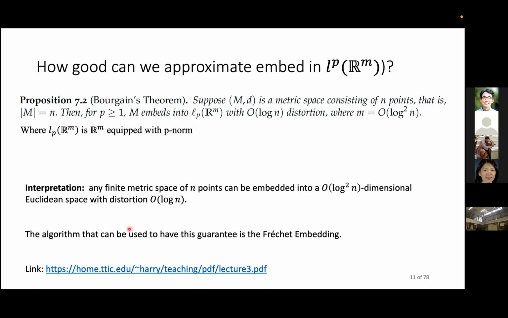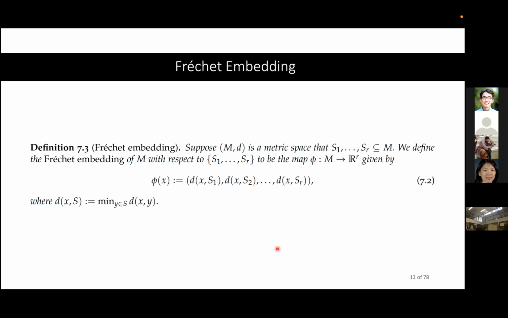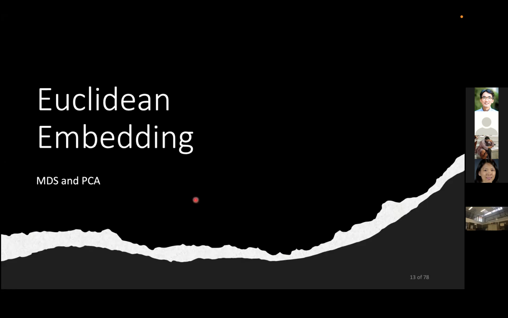So if you're interested, here is a supplementary material that I found online. And here is the Fréchet embedding. Given a metric space and a list of subsets of the metric space, the embedding you compute is to find the distance between the new point you want to embed and all these subsets, defining the distance between a point and a set as the minimum distance to any element of that set. So this is the Fréchet embedding. These two are good to know, but they don't really serve any purpose with respect to the rest of the material.